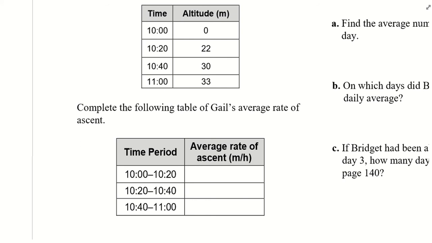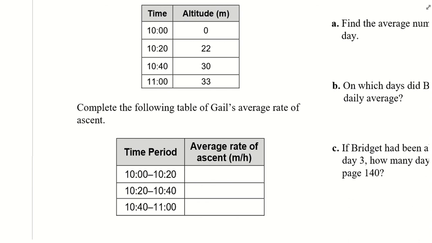It's going to be meters on top and hours on bottom. So the change from 10 to 10:20 in meters is 22 meters. So 22 meters goes on top. What goes on bottom is the time. And in this case, the amount of time that passed is only 20 minutes. So it's going to be 22 over 20.